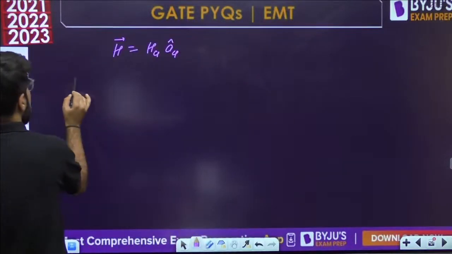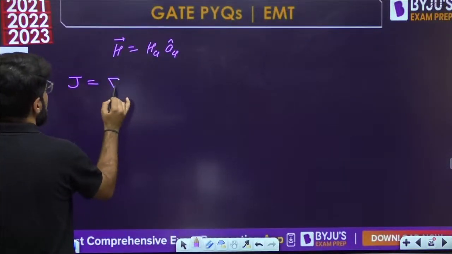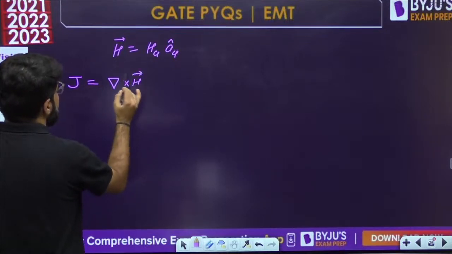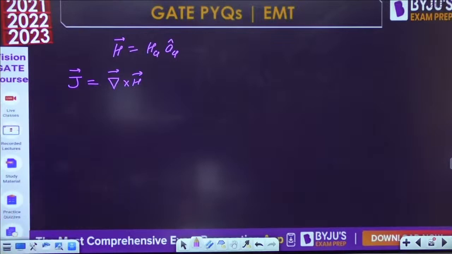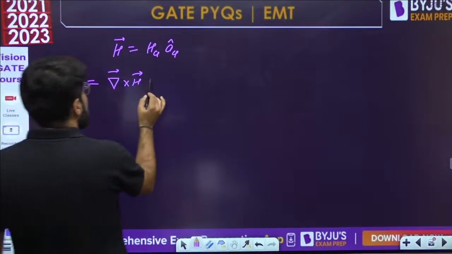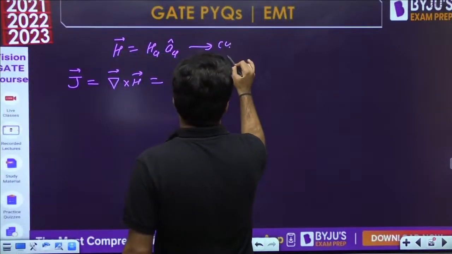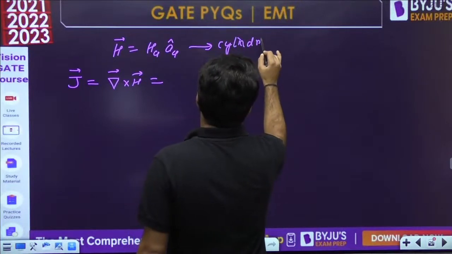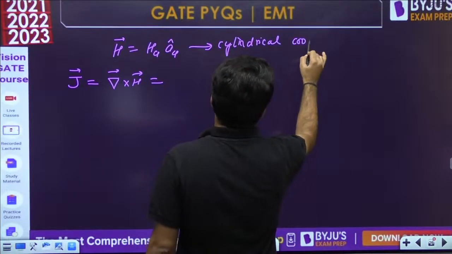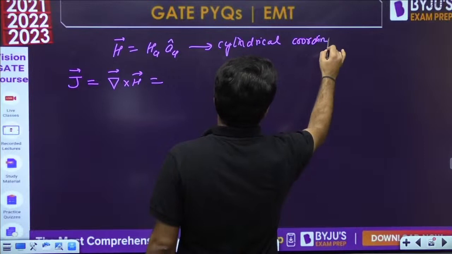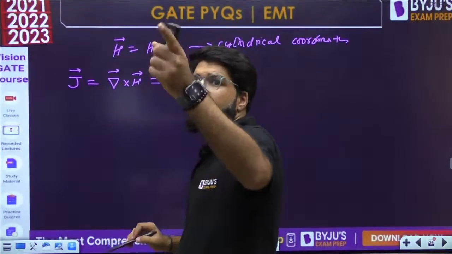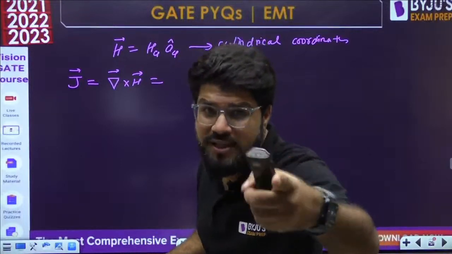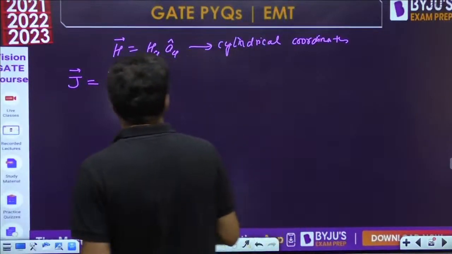But if you directly go to the previous question concept, J is del cross H. But sir, H is not given. If H is given, I can calculate the curl and tell you the J. But J is given, isn't it? Acha, this is in cylindrical coordinates. Remember, I have taken it in the cylindrical coordinates. Whether you take the curl or whether you integrate, you have to take care of the coordinate systems. Even when you are integrating H dot dl, you have to take care what dl is. Otherwise everything will go wrong.